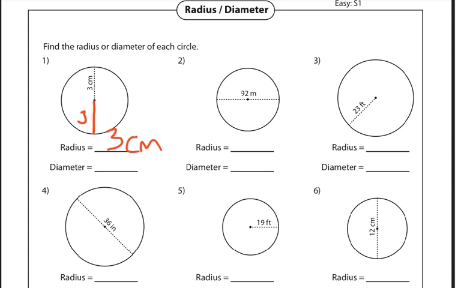So there would be 3 and then another 3. So that would be 6. So if the radius was 3, the diameter would be 6, because 3 plus 3 is 6. So the radius is half of the diameter. So we're going to write that down. So the radius is 1/2 the diameter.